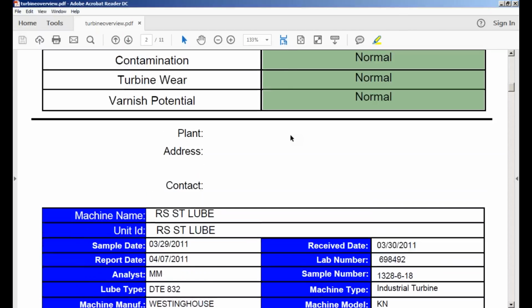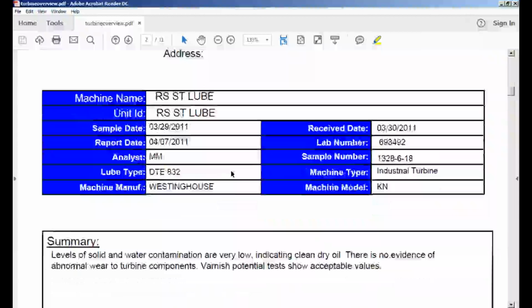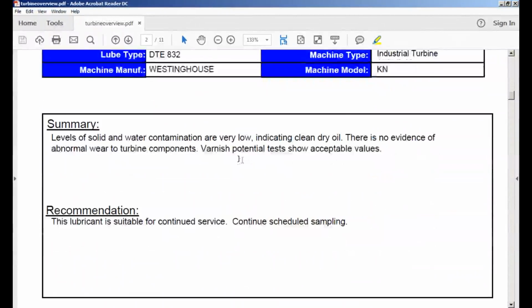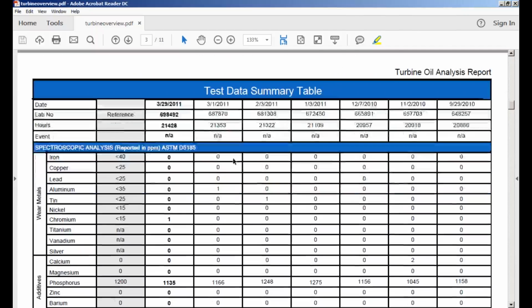The turbine report's interesting because we have, of course, a cover sheet, and then the next page, which gives the information on what kind of machine it is: steam turbine or gas turbine? This particular one is listed as a steam turbine. And we'll have our problems and recommendations. And then on the third page is our test data summary table.